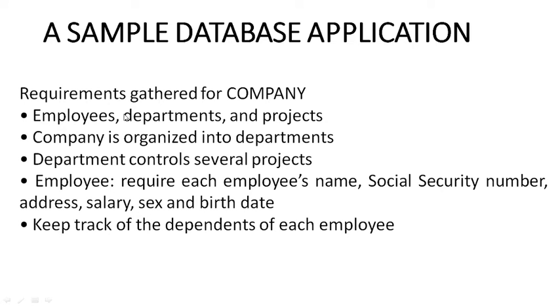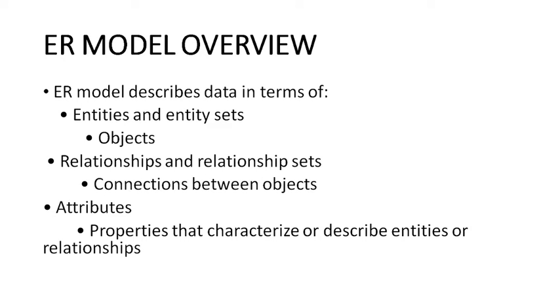You have to find out the entities and the attributes of the entity. See, the ER model consists of entities, relationships and attributes. An existing thing is called an entity. The association between the entities is called a relationship. The properties of the entity are called attributes.